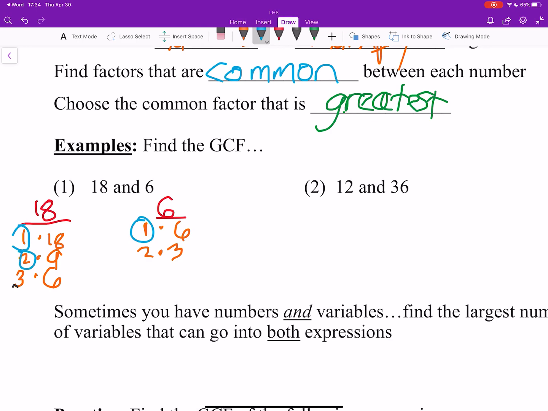Okay, so I see a 1 in both sections, I see 2's common between them, I see 3's common. I also see that 6 is common, actually. So all of the factors that are listed for 6 were also listed for 18, which is kind of cool. Doesn't always happen that way.